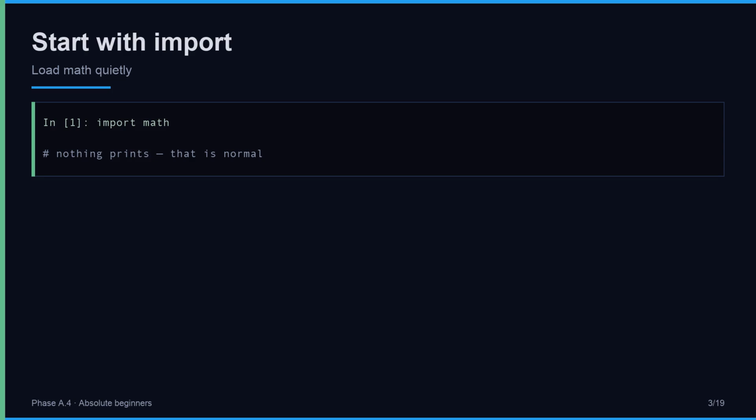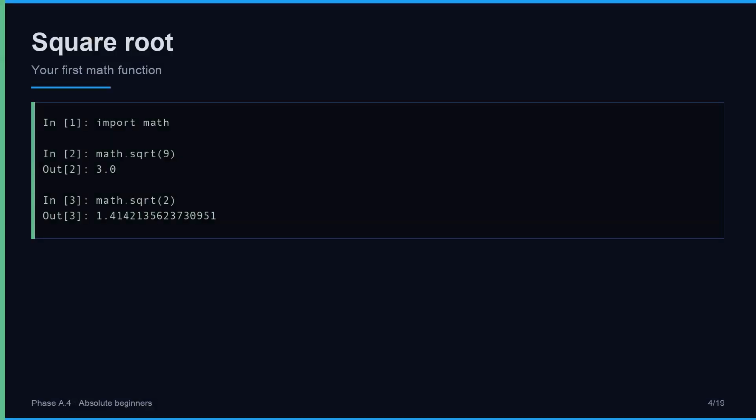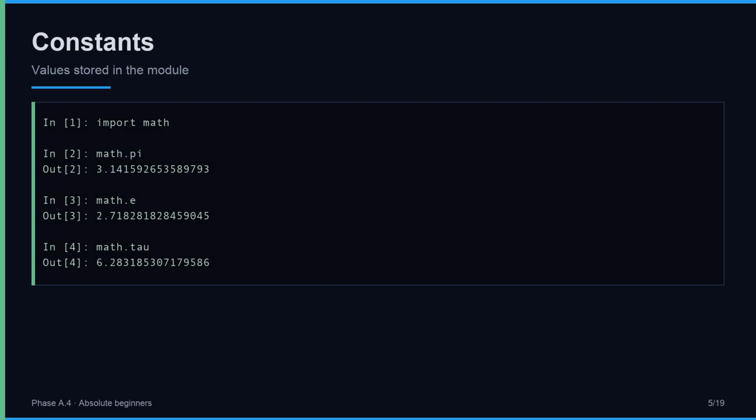Silence means success. Math.sqrt gives you the square root. Sqrt of 9 is 3.0. Sqrt of 2 is about 1.414. Notice the result is always a float, even when the answer is a whole number. That is because sqrt can return decimals, so Python keeps the type consistent. Read it as math.sqrt of 9 gives 3.0. Float, always.